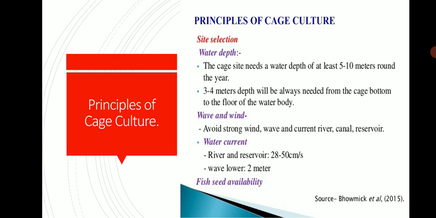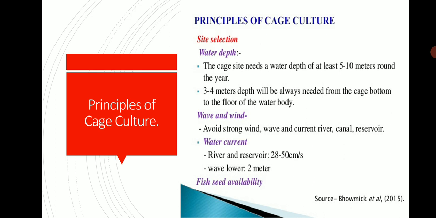Principles of cage culture. Site selection. Water depth. A cage site needs a water depth of at least 5 to 10 meters all round the year. A 3 to 4 meter depth will always be needed below the cage bottom for the water body to flow.